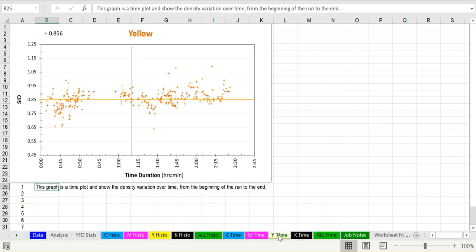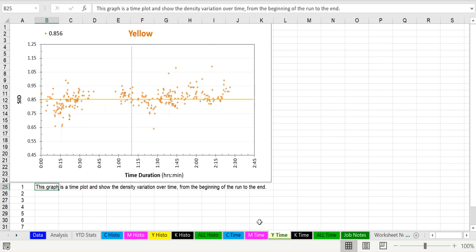Let's look at the yellow. Again, the total press run was 2 hours and 45 minutes. We stopped measuring towards the end for some reason. We had some press downtime here. This was a shift change. You can see a lot of these densities were light at the beginning of the run, but over time we got closer, right? And then towards the end of the run, we got darker.